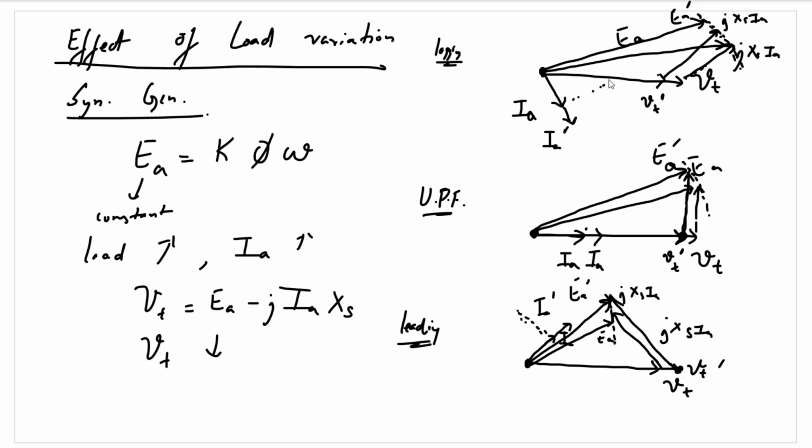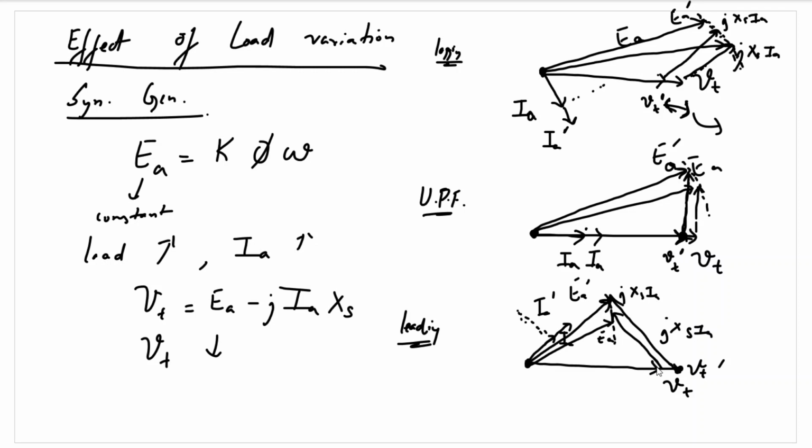So in case of a lagging load, when we are applying a lagging load, the power demand increases, the current increases while maintaining the same induced EMF. We can see that VT, that is the terminal voltage available to us, decreases. Same happens in case of a unity power factor. Here the decrease is more significant. Here the decrease is less. That's the difference between the lagging load and a unity power factor load.